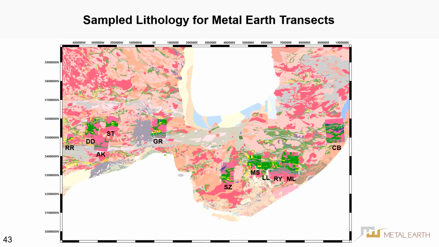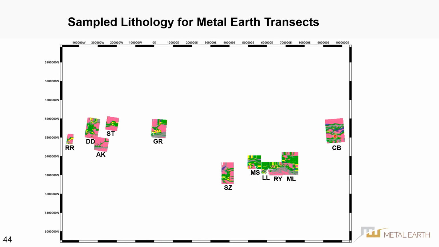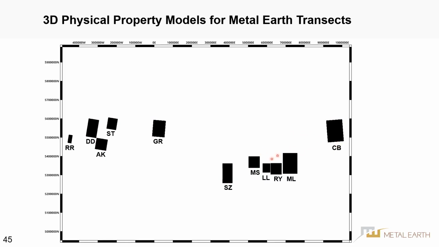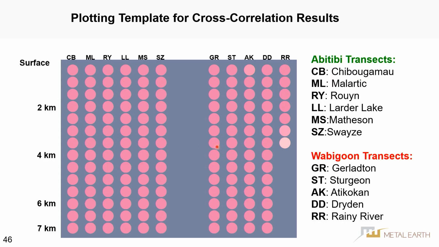So again, let's go to our whole Metal Earth projects. These are all our data, so I have 11 zones that I have all this analysis and regularized data for. To show the cross correlations in a simple way, I put Abitibi 6 transects in here, starting from Chibougamau all the way going to Swayze. And as you go down, they represent different depths from surface to 7 kilometers.